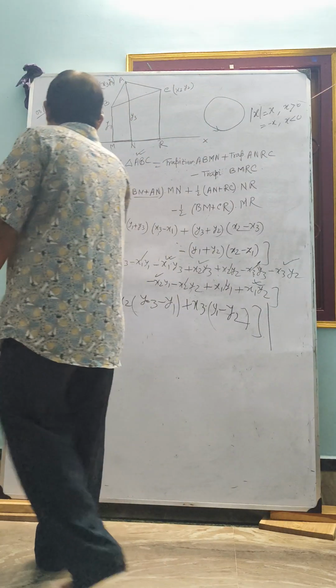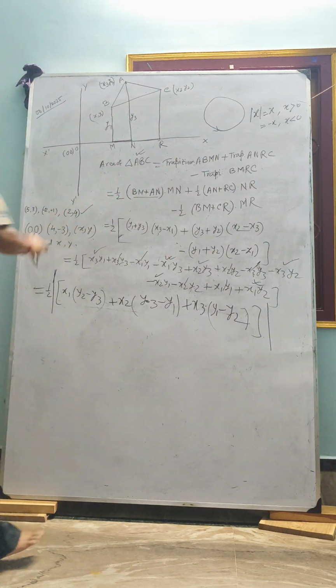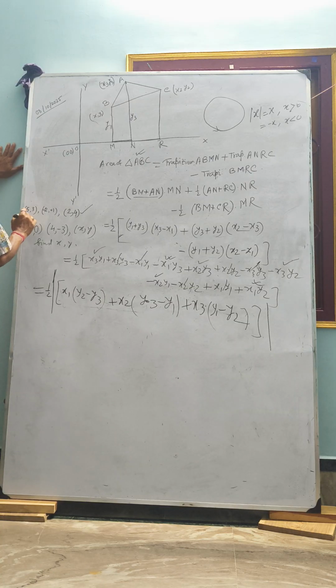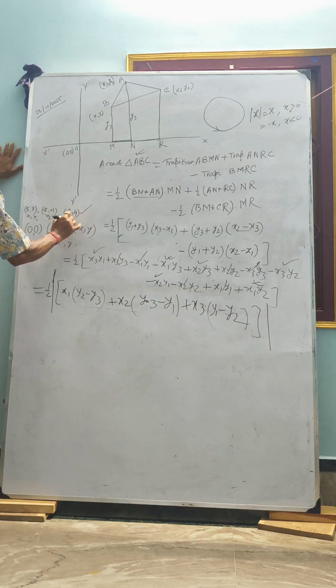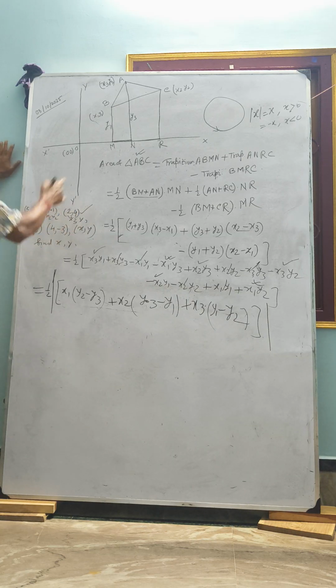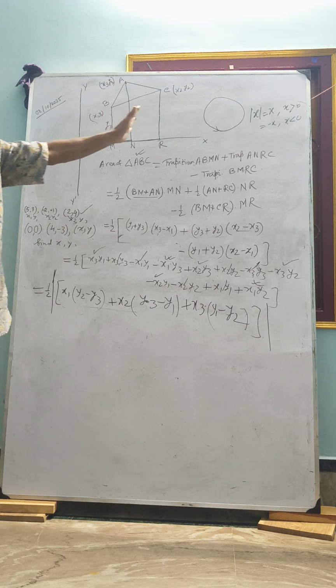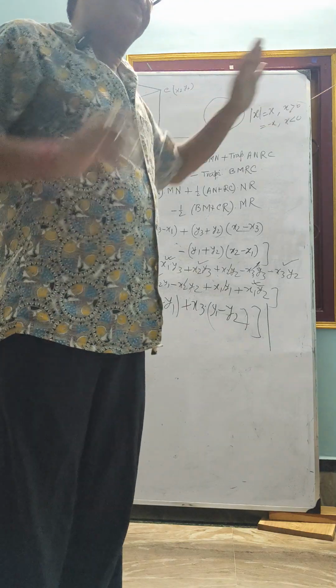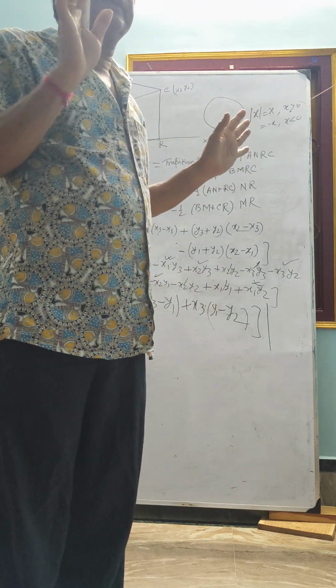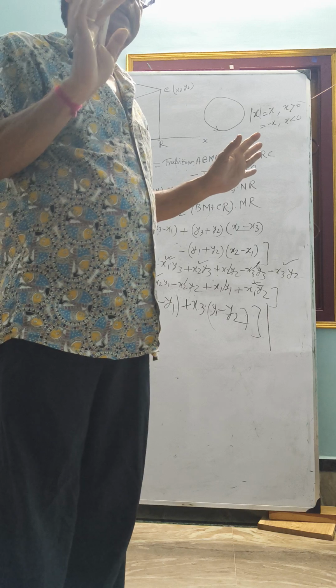Now, for the points we consider the first as x1 y1, the second as x2 y2, and the third as x3 y3. Applying this formula, we can easily find out the area of the triangle. Clear? If 3 points are given, easily we can find out the area of the triangle.